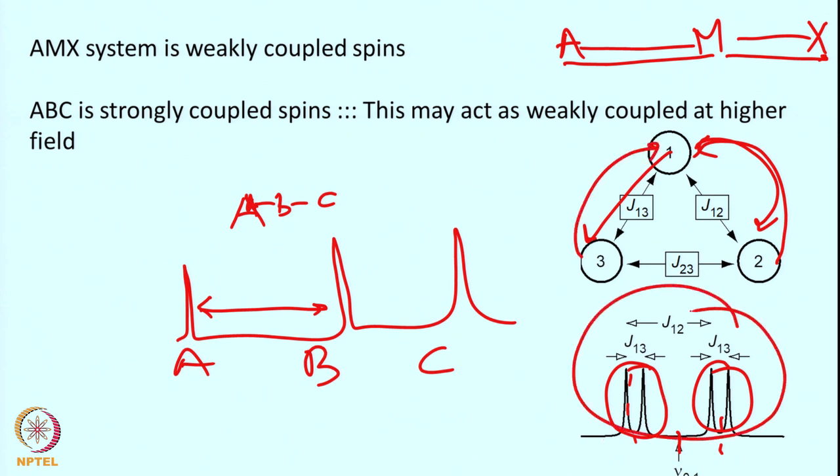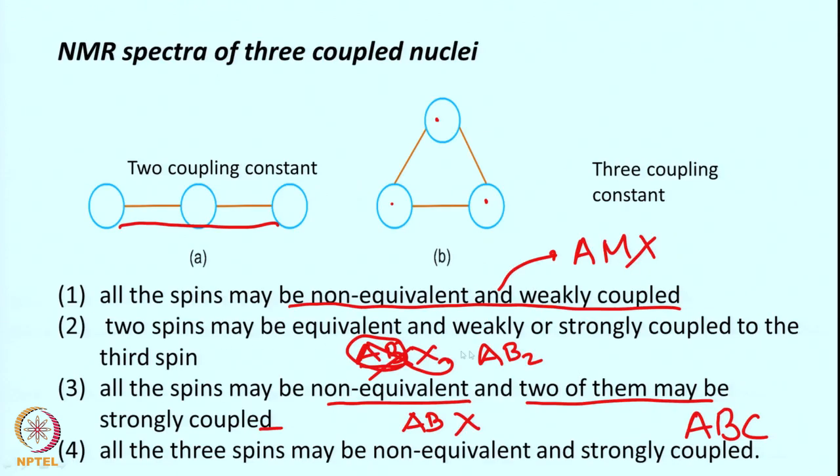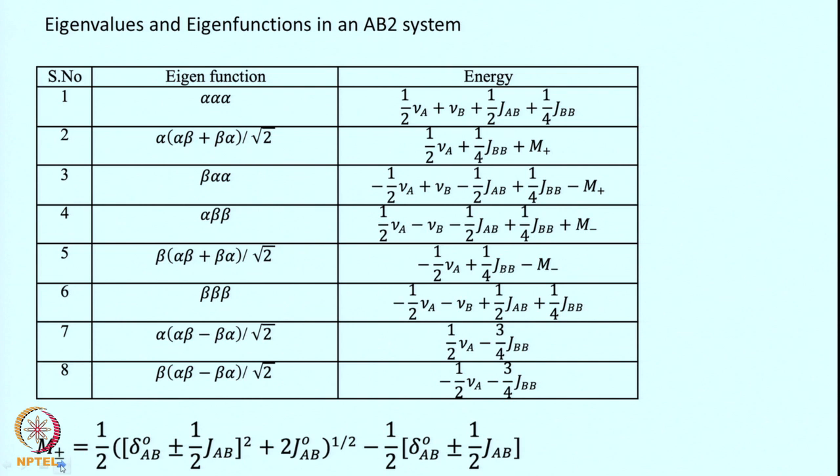the weakly coupled system. Now, let us look at this system where 2 spins will be equivalent and weakly or strongly coupled to the third spin. So, this is an AB2 kind of system. If we write the eigenfunctions and energies for such a case using the same quantum mechanical trick that we discussed a few minutes back, what we get is an AB2 system. So, these two spins are equivalent and they are strongly coupled to a third spin.